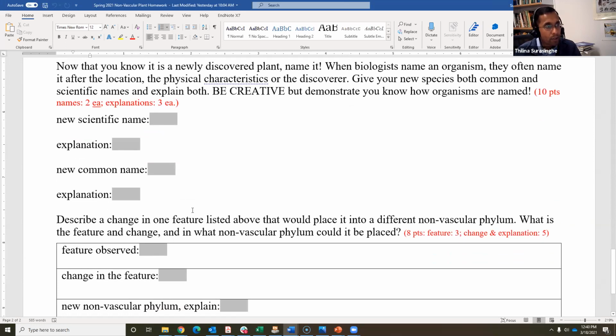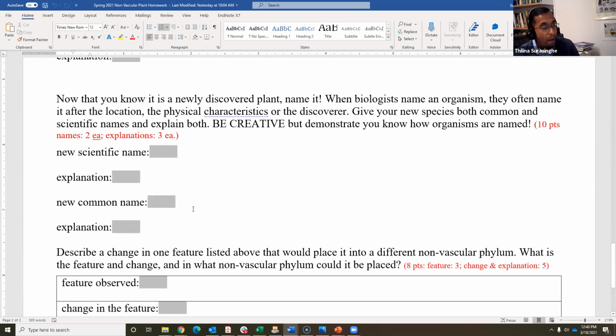The last part is also a much more creative part, and I'm not going to explain that, insulting your creativity. So come up with a new scientific name. Try to be meaningful with respect to your scientific name. You did similar activities before, right? And also a new common name. Again, try to be creative with the common name with respect to its habit, its habitat, its form and function.